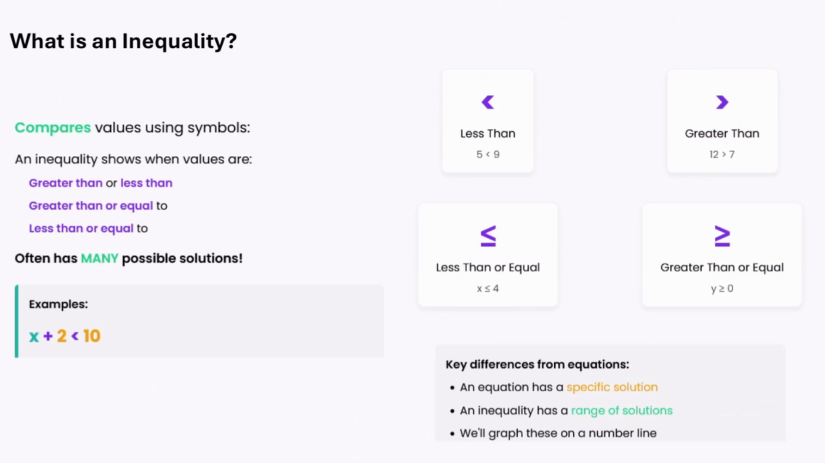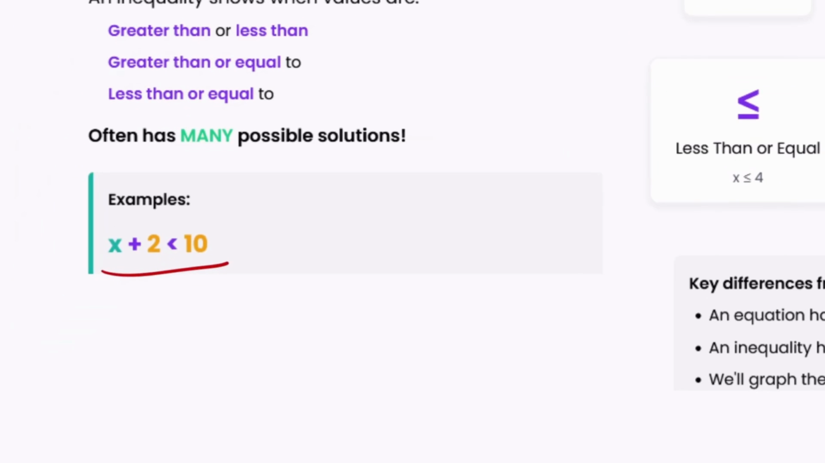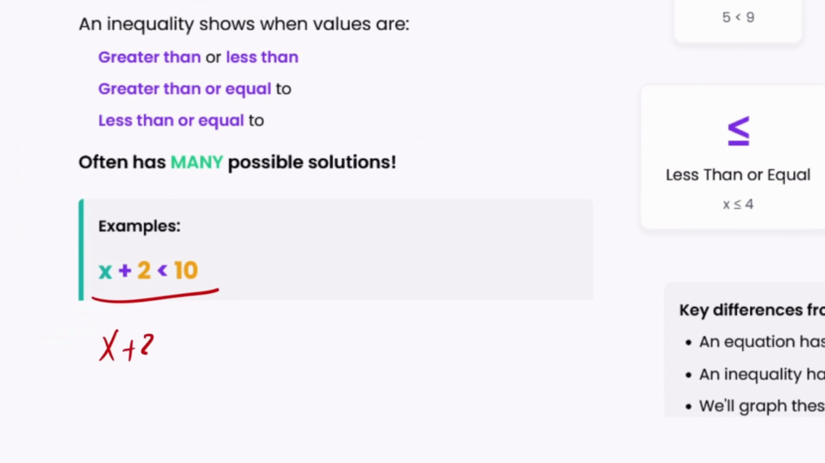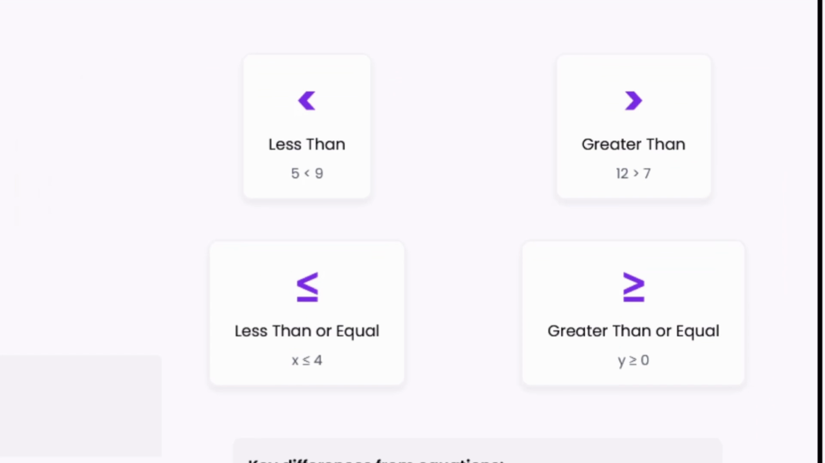Inequality means that we are going to compare the values using symbols. It means that either they are greater than or less than, greater than or equal to, less than or equal to. For instance, this example: x plus 2 is smaller than 10. What we saw in equations was that x plus 2 is equal to 10. But right now, I'm seeing something like this. So your symbols are one of these four: less than, greater than, greater than or equal, less than or equal.